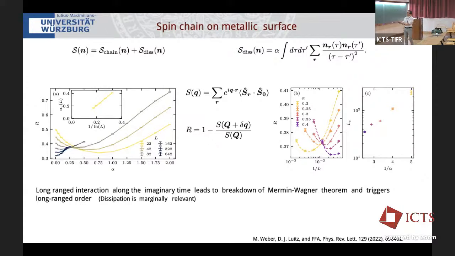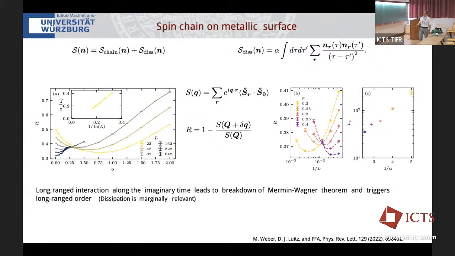You can do another thing: look at this correlation ratio, but now fix alpha and plot it as a function of 1 over L. If you have something which is marginally irrelevant or marginally relevant, you won't see it until low energy scales or large system sizes. When you come to a characteristic system size, then you will see an effect. So if I take, for example, the smallest alpha we have, 0.2, it goes down, hits a minimum, and then goes up again. This minimum is basically a change where you're attracted from one fixed point to the other. Then you can plot this crossover scale as a function of 1 over alpha, and you see that it grows exponentially.